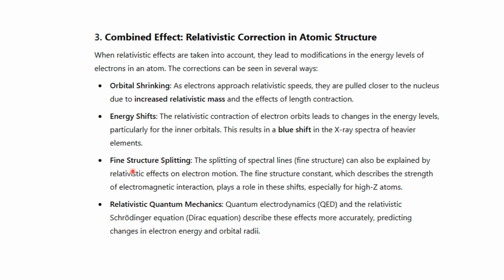Then there is fine structure splitting of spectral lines. Fine structure can be explained by these effects. The fine structure constant, which describes the strength of electromagnetic interaction, plays a role in these shifts, especially for high atomic number atoms. Last is relativistic quantum mechanics: quantum electrodynamics and the relativistic Schrödinger equation, that is the Dirac equation, describe these effects more accurately, predicting the changes in electron energy and orbital radii.